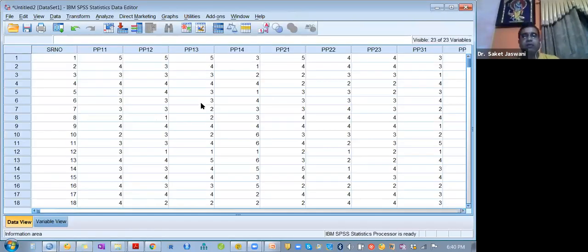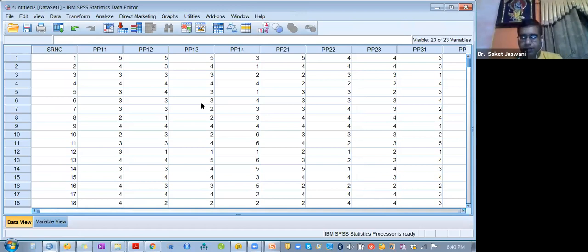This is how reliability testing is done with Cronbach's coefficient alpha. Internal consistency reliability is checked, and we came to know that the PP1 variable is not reliable enough. We may need to discard this, but let's check the factor analysis validity testing. We will see whether it is required to discard or not.